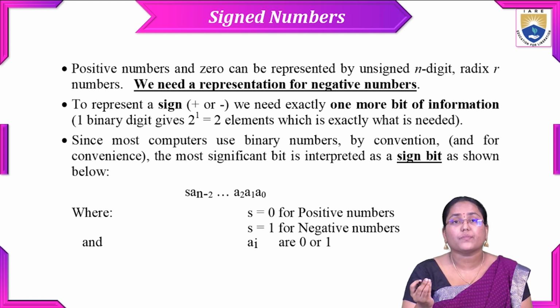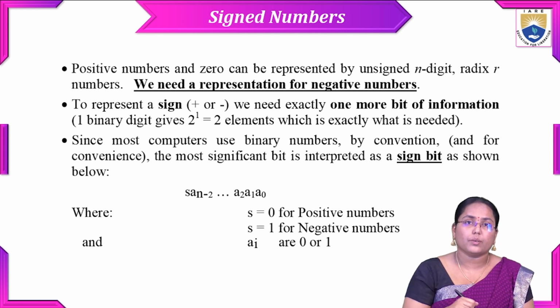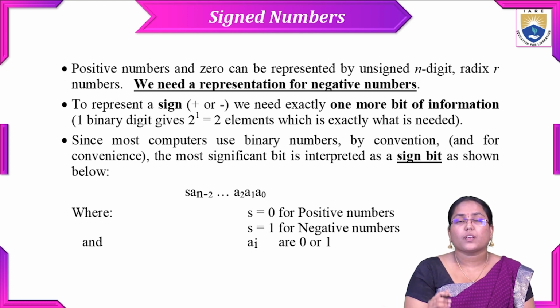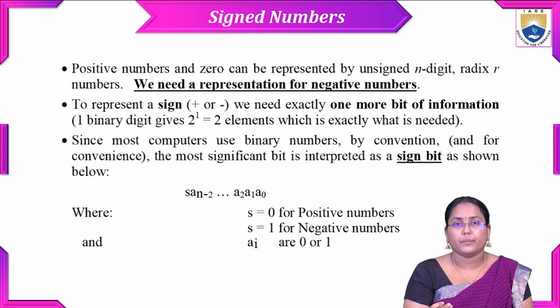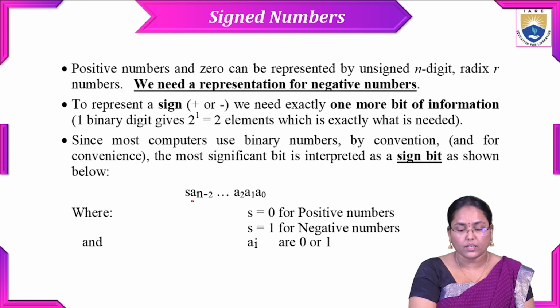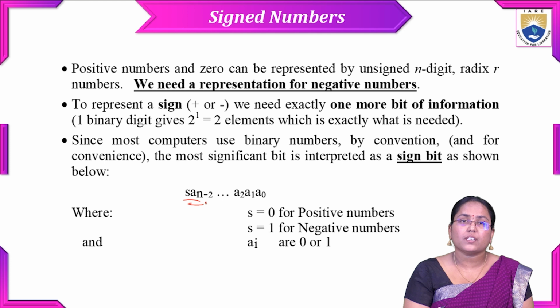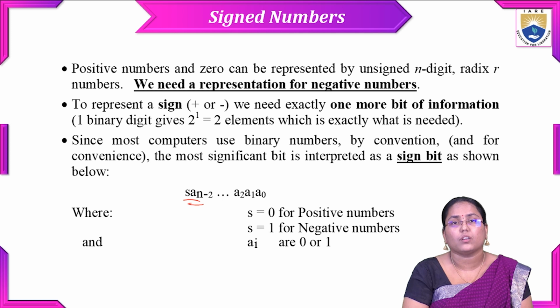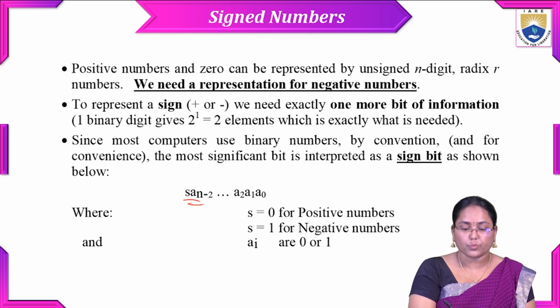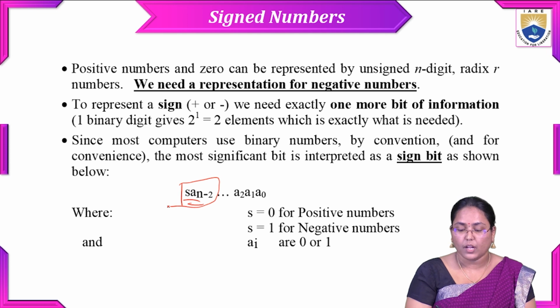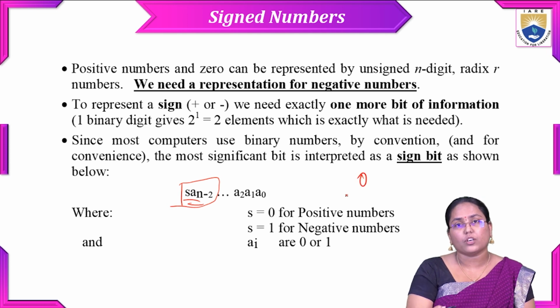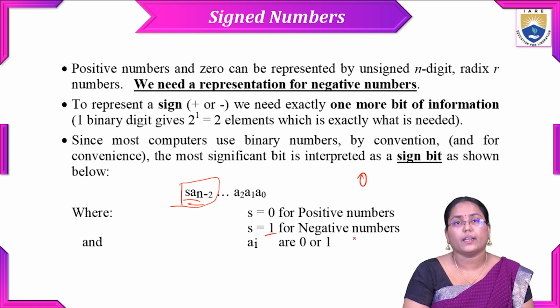What we need to give is the information whether it is a positive number or a negative number. So here, at least we need an extra bit. Since most computers use binary numbers by convention and for convenience, the most significant bit is interpreted as a sign bit, as shown below. In most computer system technology, they take the most significant bit as the sign representation of the number. That is, if it is 0, we'll say it is a positive number. If it is 1, we'll say it is a negative number.